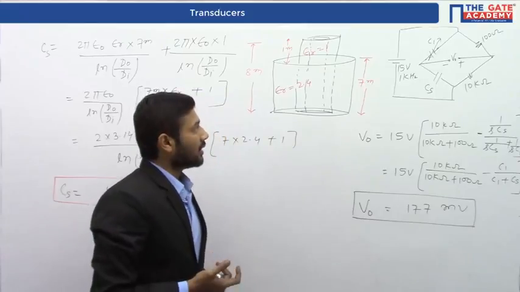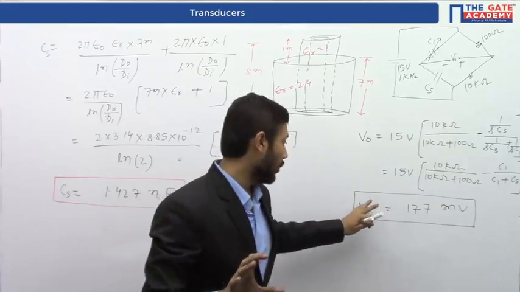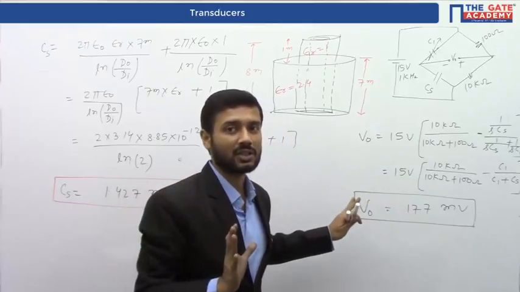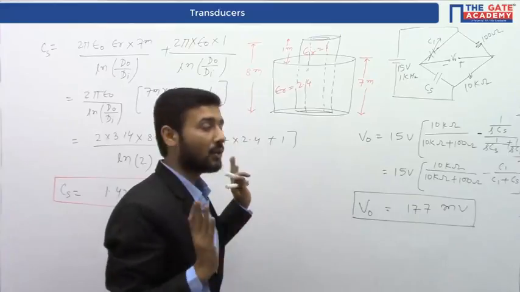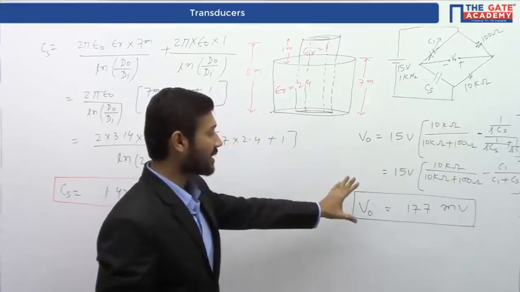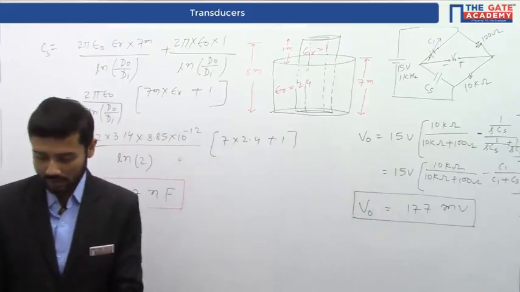So this voltage is for full tank. Whatever is asked in the question, we have to go through this. We have to follow this process only. So this is our required answer. This is our required voltage across the bridge.